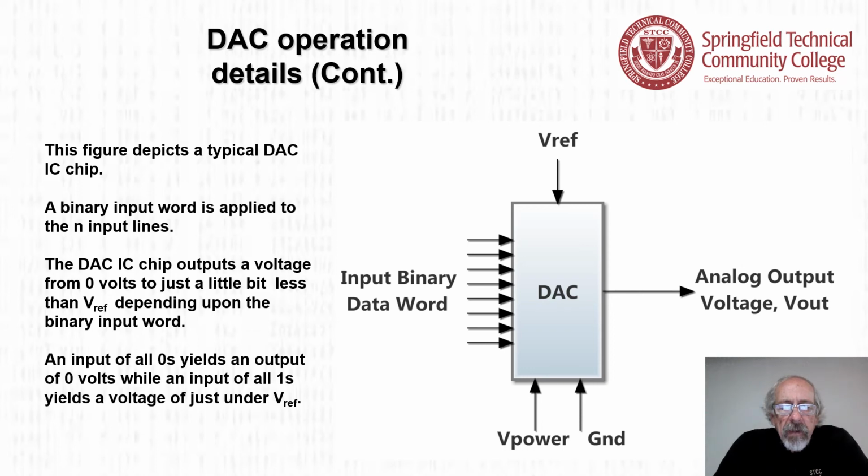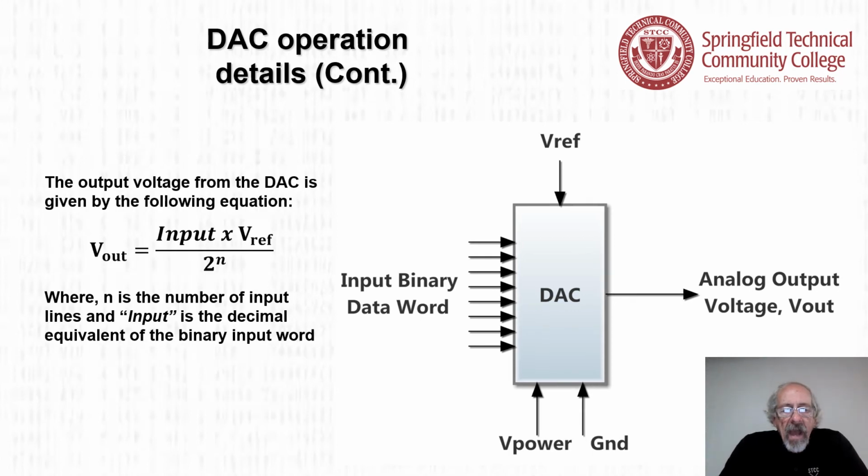So here's a typical DAC IC chip. And notice this one, the multiple lines on the left-hand side are the input binary data word. Again, the V reference, V power and ground, and then an analog output voltage, V out. So the binary input word is applied to the N input lines. The DAC IC chip outputs a voltage from 0 volts to just a little bit less than V reference, depending upon the binary input word. An input of all zeros yields an output of 0 volts, while the input of all ones yields a voltage of just under V reference.